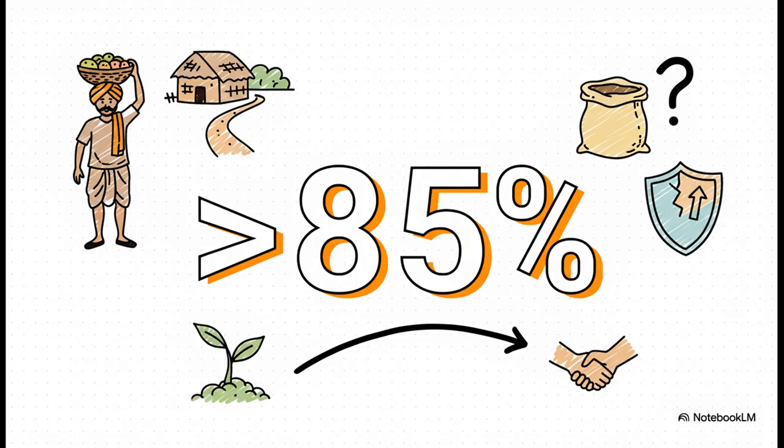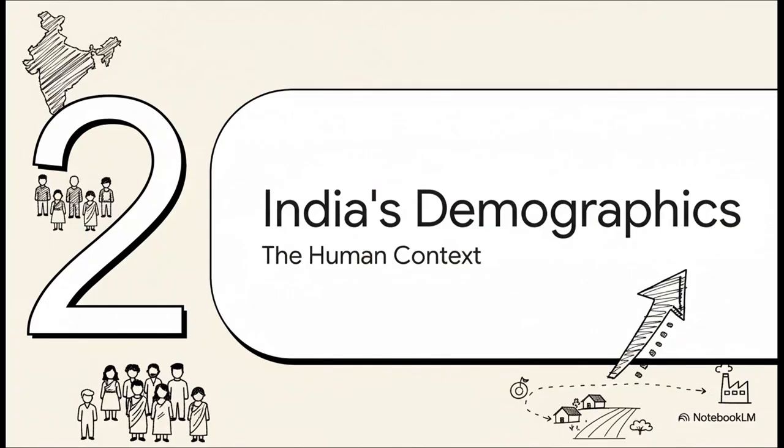Just take a second to let this number sink in. Over 85%. That's how much of India's workforce is in the informal sector. What does that mean? It means no job security, no benefits, no social safety net, and really unpredictable income. This is the day-to-day reality for the vast majority of rural workers, and it's a huge focus of NABARD's entire mission.